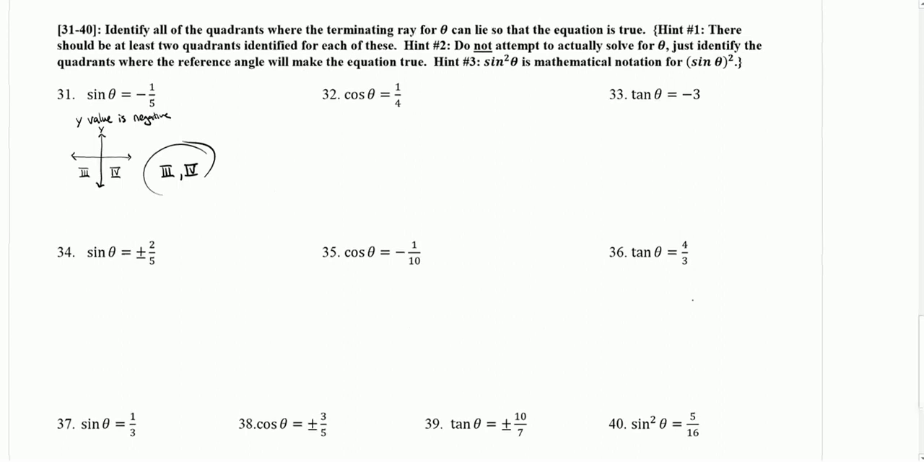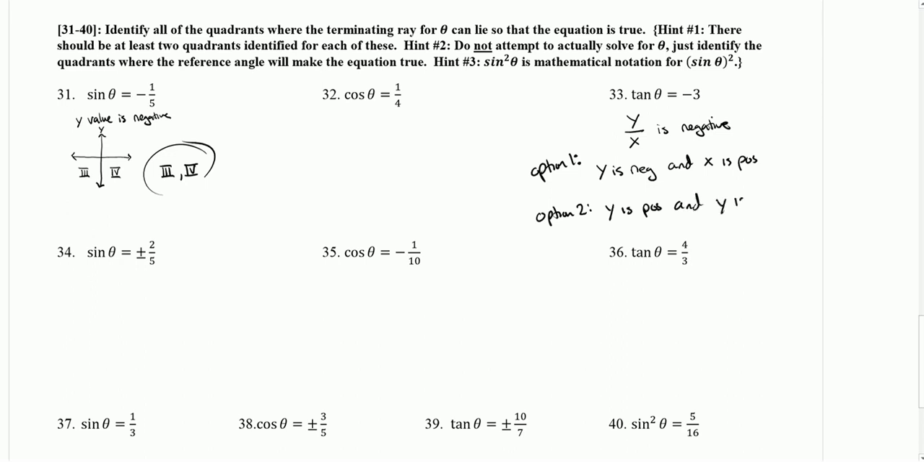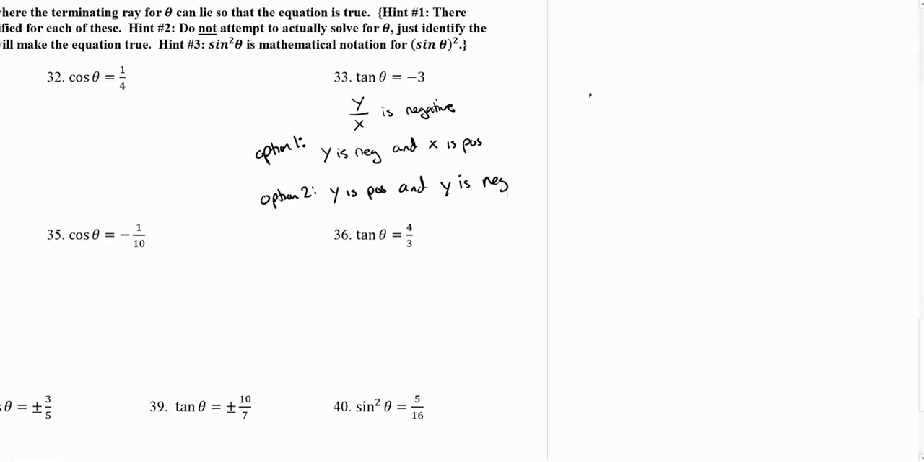Number 33, we have the tangent is negative. Well, tangent, remember, is defined as y over x. So we have y over x is negative. In order for you to divide two numbers and get a negative answer, that means one of them has to be positive and one of them has to be negative. So we have two options here. We can have y as negative and x is positive. Okay, that's option number 1. And then option number 2 is that y is positive and x is negative.